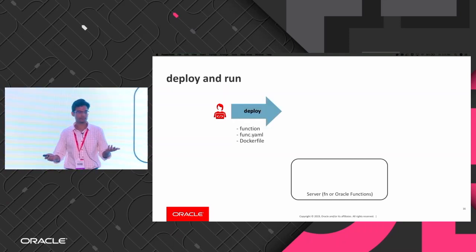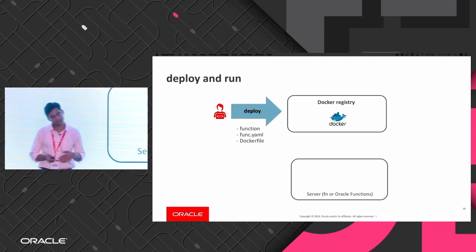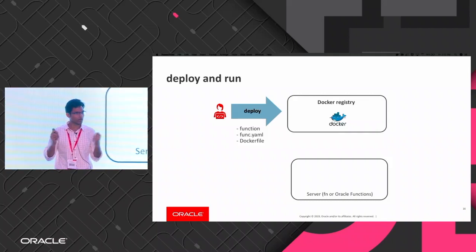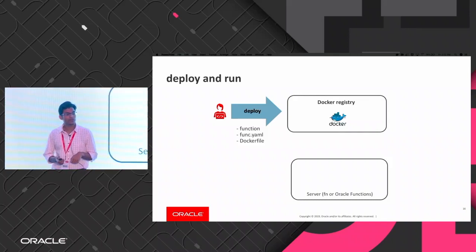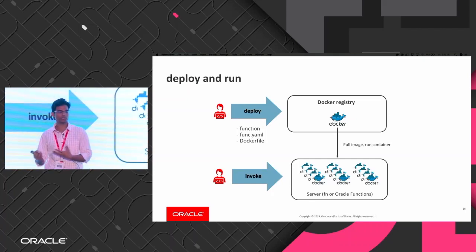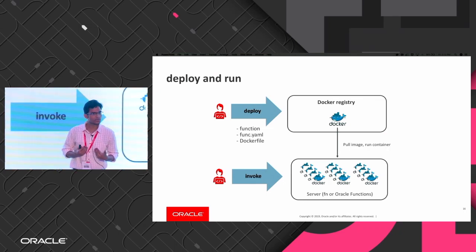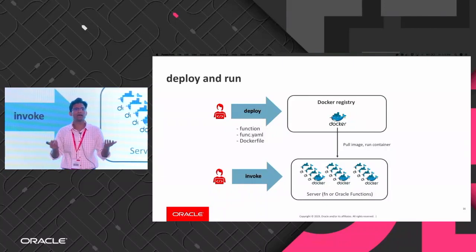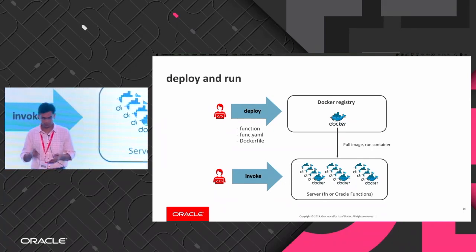And then you deploy it. What happens when you deploy it? It gets pushed to a Docker registry, something like Docker Hub. When you want to run your function, when you invoke it, the server component pulls this Docker image from the Docker registry and instantiates containers. Think of it as Java classes and objects: there is a class in the form of a Docker image, and the equivalent instances are nothing but Docker containers. So this is what happens.